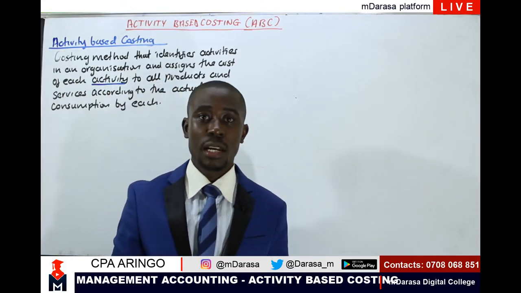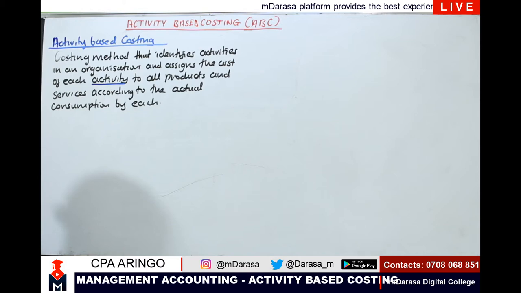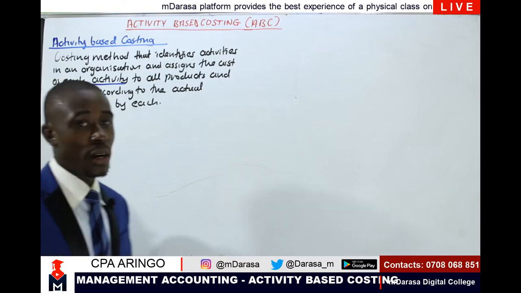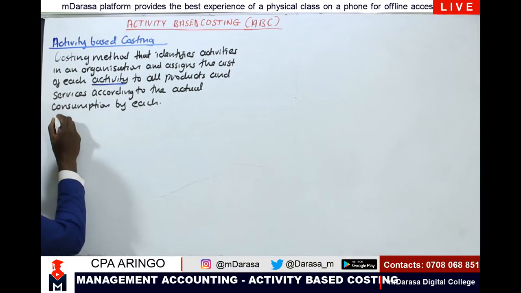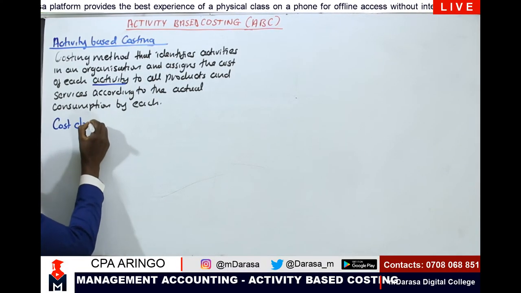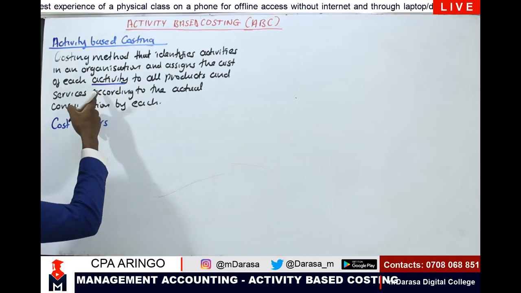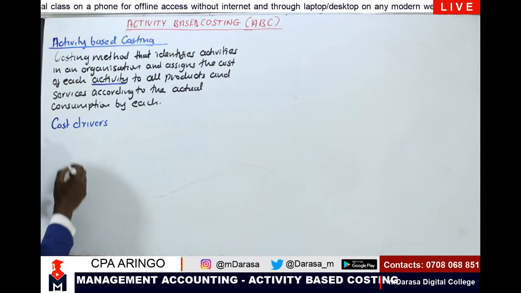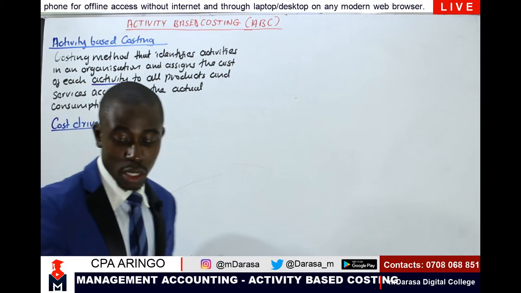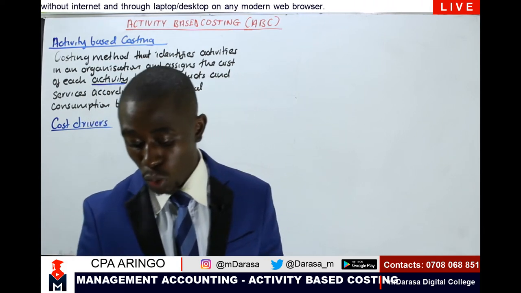Now, there are some key elements that we should always be able to identify whenever I'm dealing with activity-based costing. So at this point, we've talked of identifying the activity. And what will be the basis of identifying this activity? The basis of identifying this activity, we are going to term as cost drivers. So remember at this point we say that I need to identify and assign the cost of each activity to all the products and services according to the actual consumption. So the basis of identifying these activities is what is known as cost drivers.